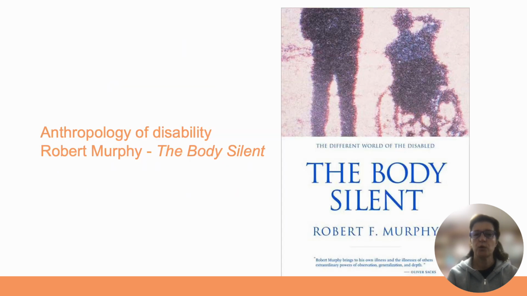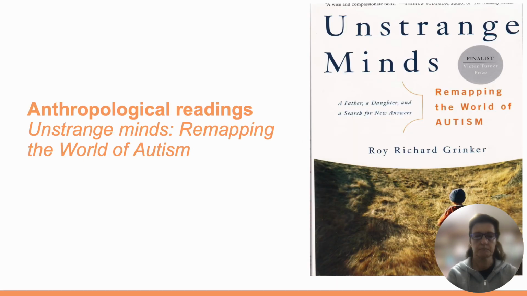Robert Murphy's work, The Body Silent, is an example of how anthropology contributes to disability studies by exploring the lived experiences of disabled individuals and how different cultures view and manage disability. Some authors have reflected on how disabilities have been understood differently across cultures.